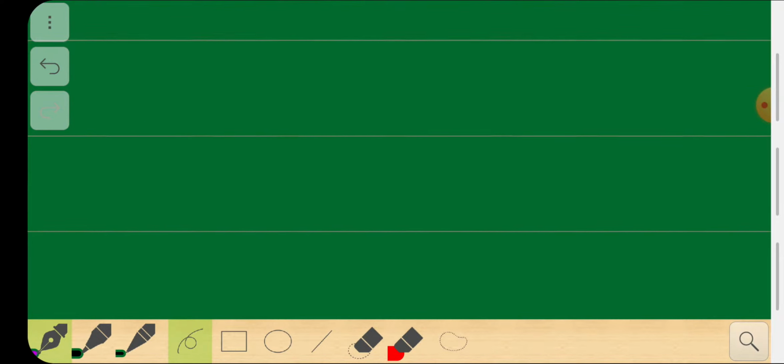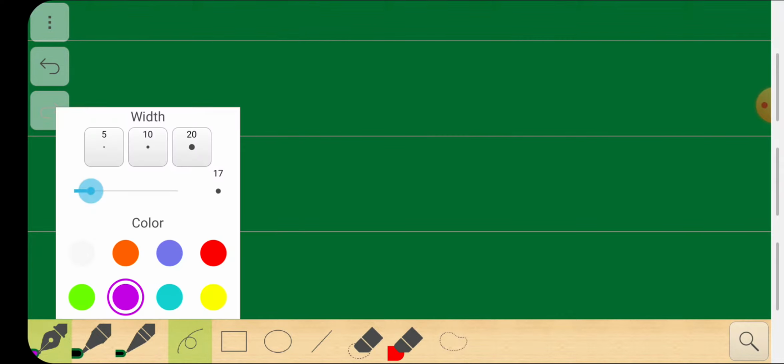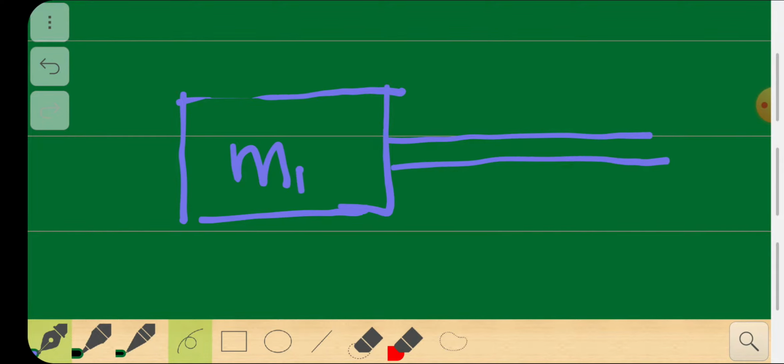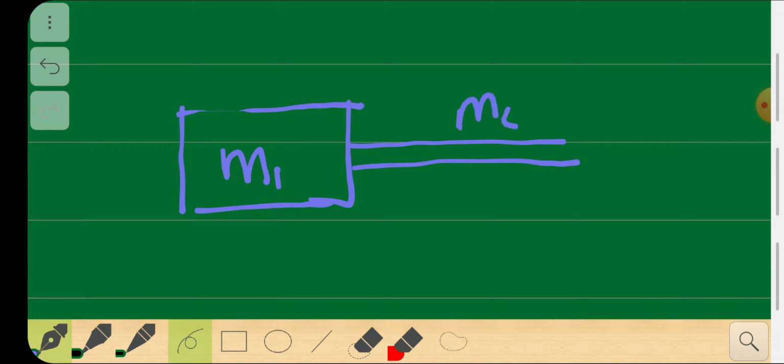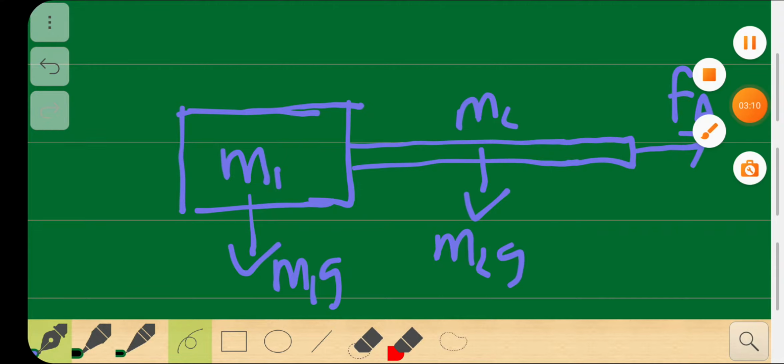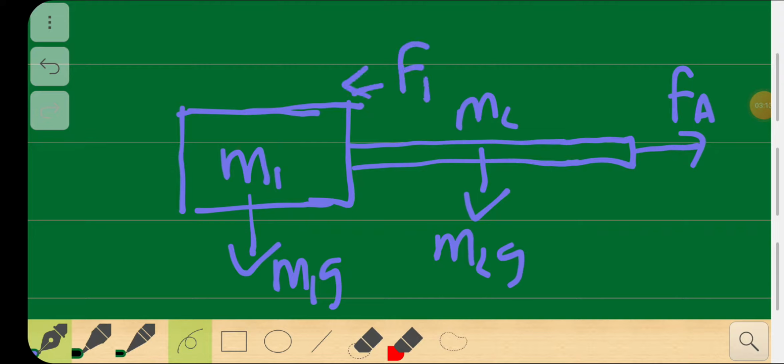Now let's assume that we have a mass, say some mass m1, and it is attached to a string. Say the string has some mass m2. So the gravitational force will be m1g, and the gravitational force here will be m2g. And then you are pulling on this string from this direction, there is an action force. If there is an action force like that, then you can clearly acknowledge that there will be a reaction force on the other side of the rope, which you can call Fr.